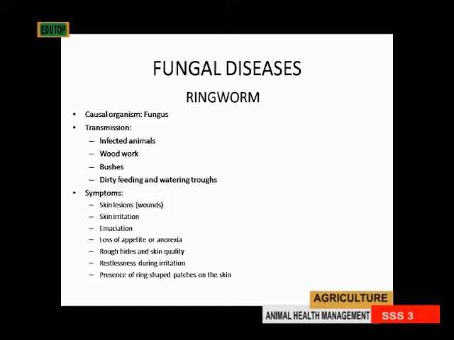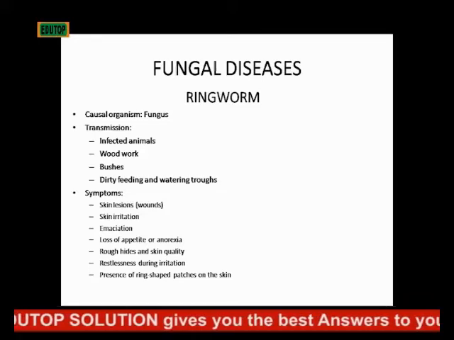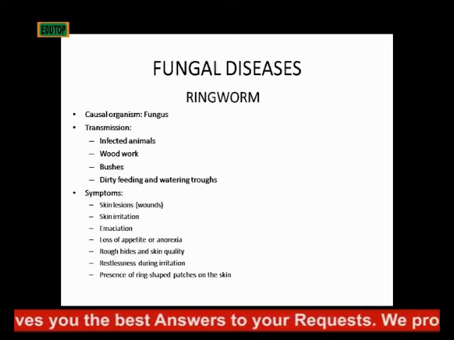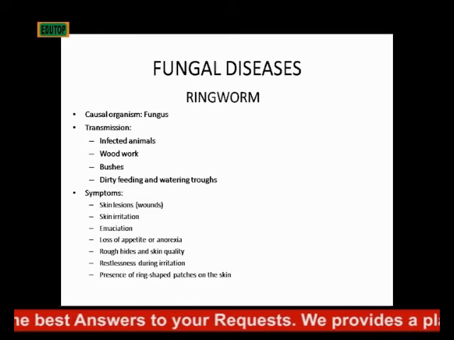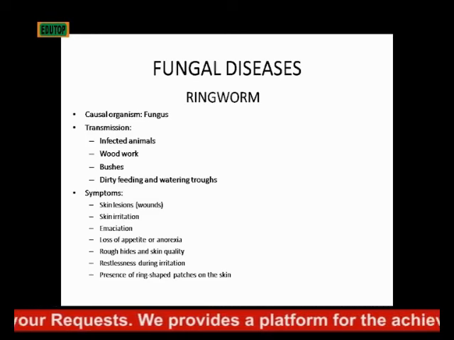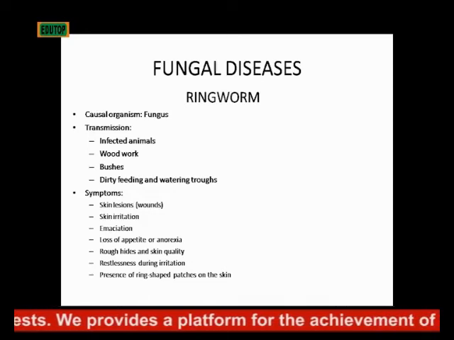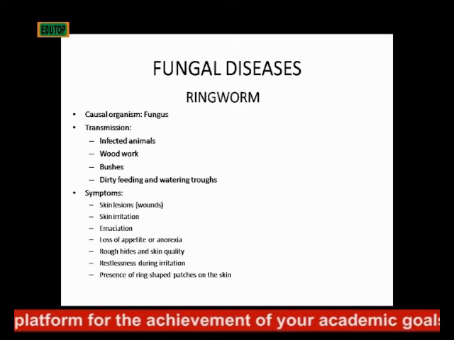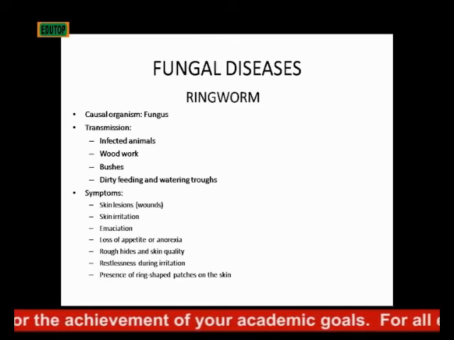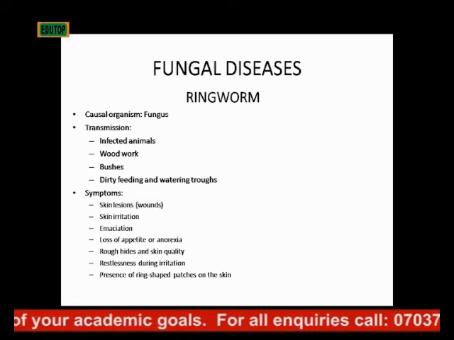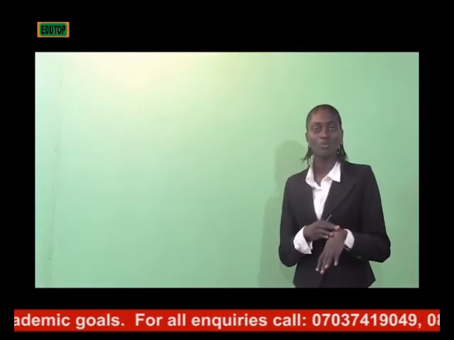The symptoms of ringworm: skin lesions, that is wounds on the skin, skin irritation, emaciation, loss of appetite or anorexia. Then rough coat and skin quality. You discover that the animal's skin is not appealing to you. It's just so rough. It's not looking good. Then restlessness during irritation. So the animal is restless. Then there is the presence of ring-shaped patches on the skin of the animal. That's where it got its name from, ringworm.